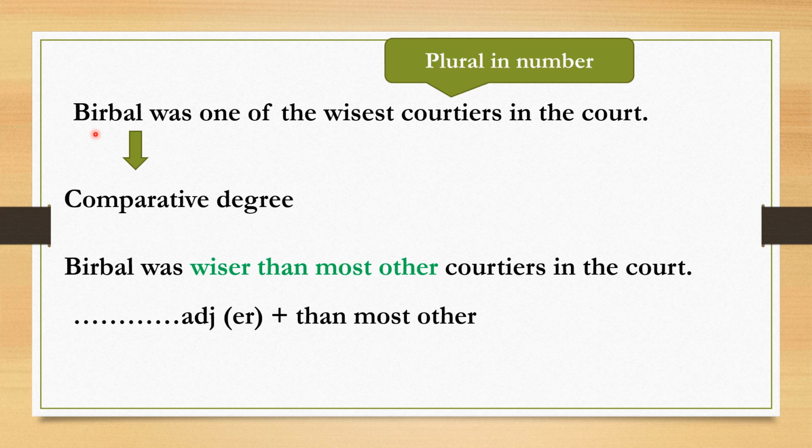Now, if we have to write this same sentence which is in the superlative degree into a comparative degree sentence, then what do we have to do? We can see the adjective here is wisest, which is in the superlative degree. If we convert our sentence into a comparative degree sentence, the sentence must contain an adjective in the comparative degree itself. For that, the adjective in the comparative degree must end with the letters er, plus we use the words than most other in the sentence. So from the superlative degree to write it into a comparative degree, we make use of the adjective ending in er with the words than most other. So our sentence is, Birbal was wiser than most other courtiers in the court.